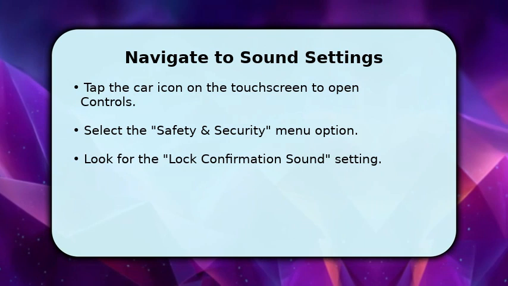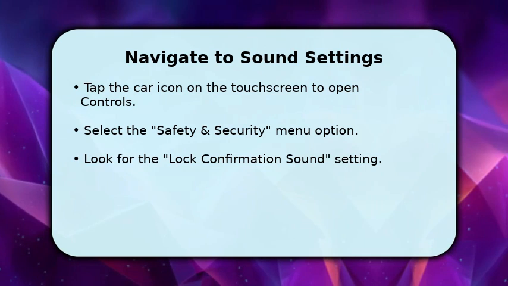Once in safety and security, locate the lock confirmation sound setting. Tapping this will reveal a selection of different sounds. You can tap each sound to hear a preview, helping you decide which one you prefer. After making your choice, simply confirm it, and your Tesla will immediately adopt the new lock sound.